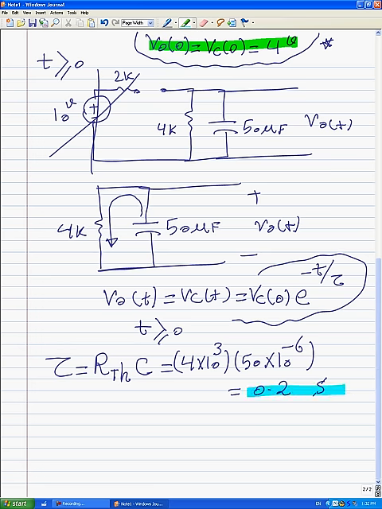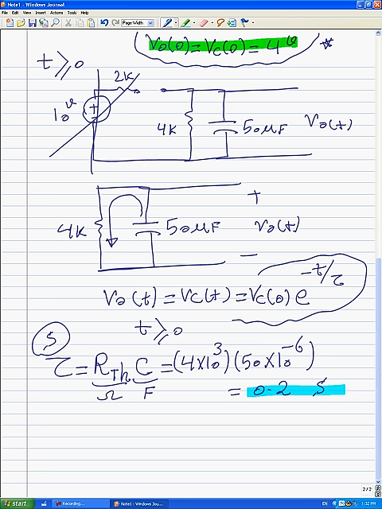Important note again, in order to find out tau, R Thevenin should be in ohms and C should be in farads. And finally, we can say tau is in terms of seconds.